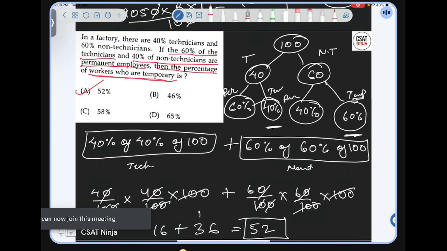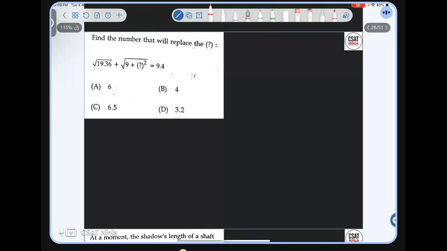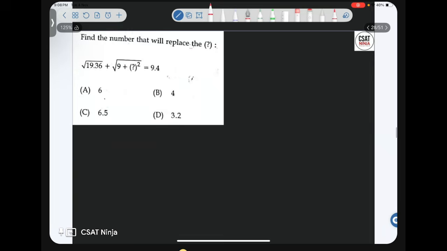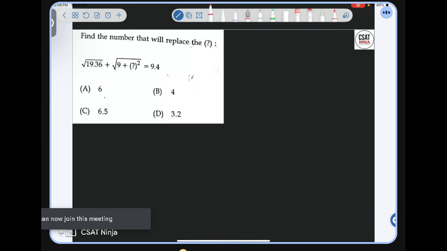Okay, let's go to the next. The next question is a simple approximation type of question. For this question, you need to know some shortcuts.